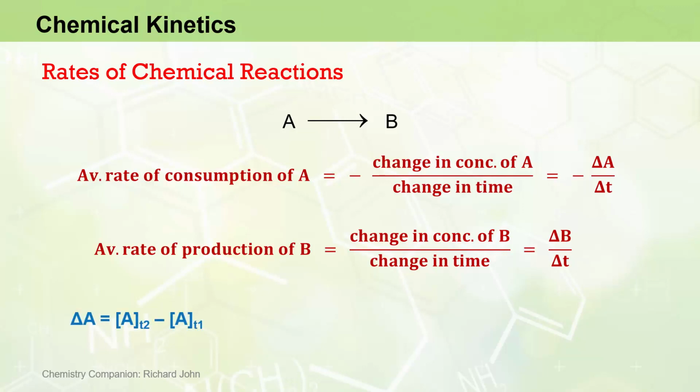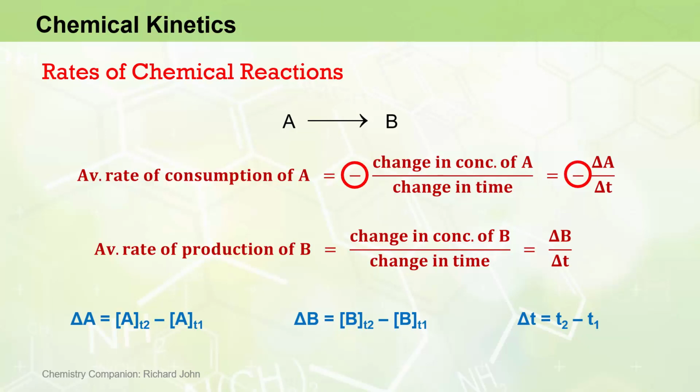In these equations, delta A equals the change in concentration of A, that is, the concentration of A at time T2 minus its concentration at some time T1 earlier in the reaction. Delta B is the change in concentration of B, that is the concentration of B at time T2 minus its concentration at time T1. And delta T equals the change in time, T2 minus T1.